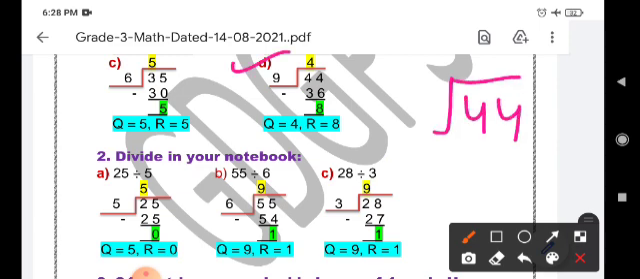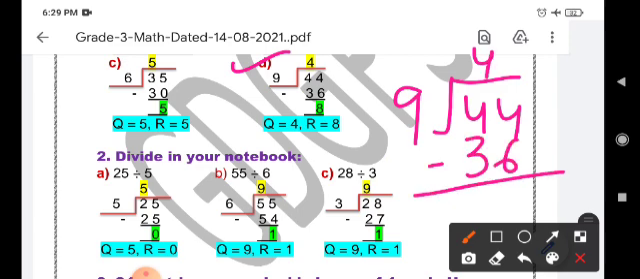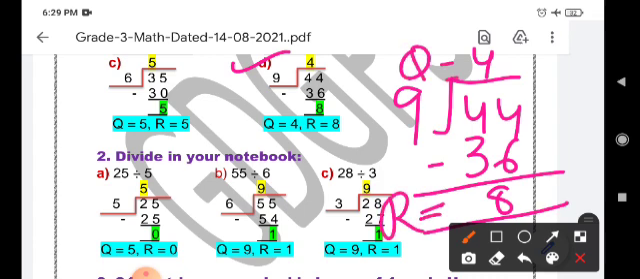Now 44 is the dividend, 9 is our divisor. So we will go with 9 1s are 9, 9 2s are 18, 9 3s are 27, 9 4s are 36 and 9 5s are 45. So 45 is a greater number than 44. So we will go for 9 4s are 36. 44 minus 36 is 8 when you subtract. So your quotient is 4, remainder is 8.